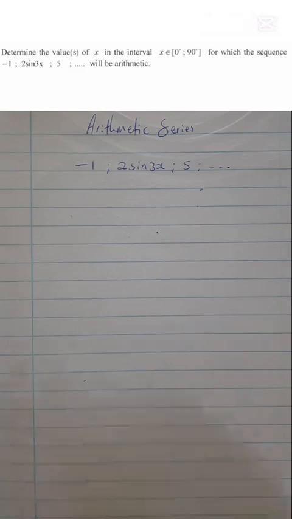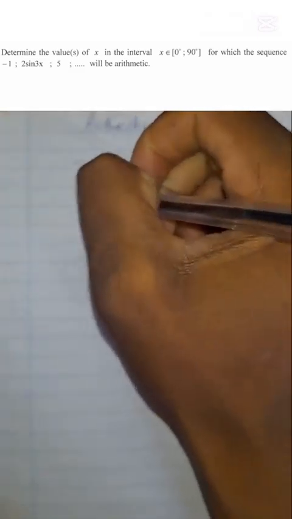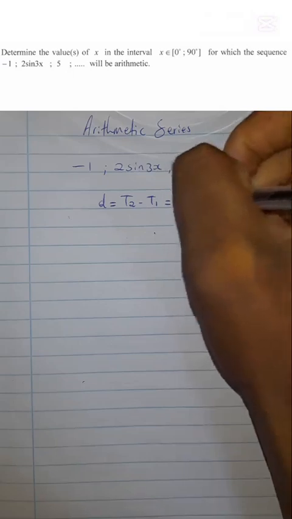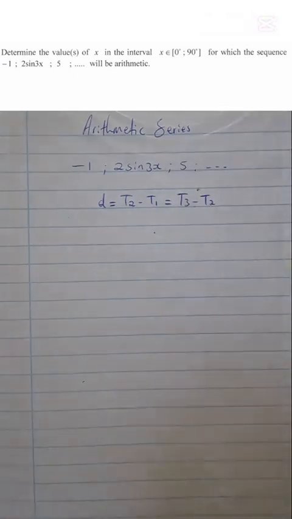What I mean by that is the constant difference d is equal to t2 minus t1, and that is also going to be equal to t3 minus t2, right? And so on. That doesn't change, it goes on forever, right? So that's why we call it a constant difference, because it is constant. So we're going to utilize that property to determine what we are asked, right?